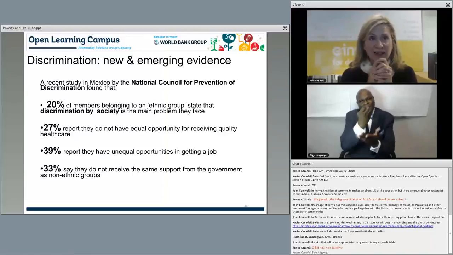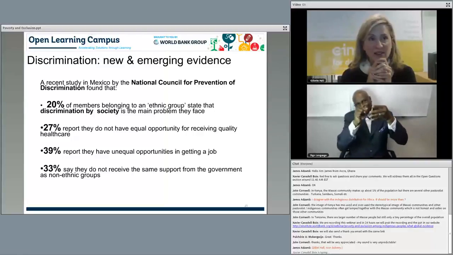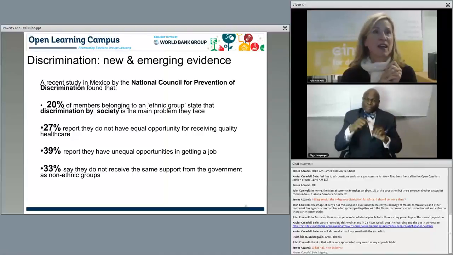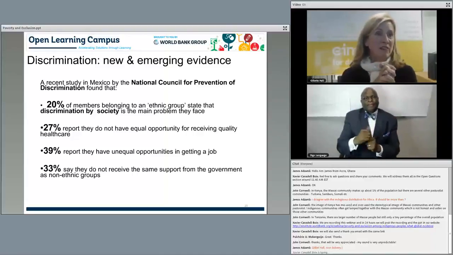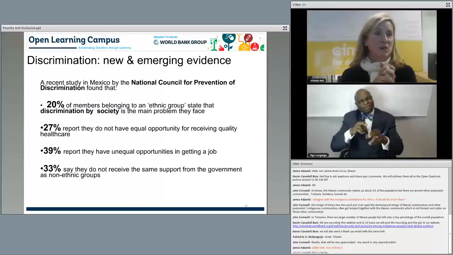Turning to discrimination, here we have, to my mind, compelling new and emerging evidence about what's going on. This is a perception-based calculation of discrimination. It's a new study done in Mexico, asking people what is their perception of their experience of discrimination. I won't bore you by reading out every item on this chart, but you'll see that there are significant reports among indigenous peoples in Mexico of experiencing discrimination.